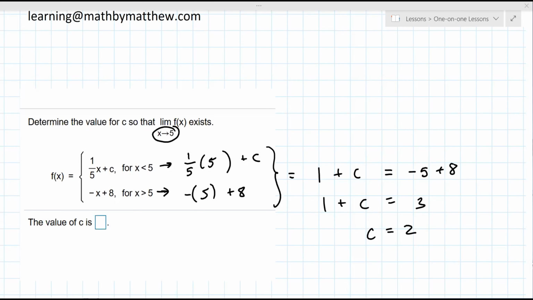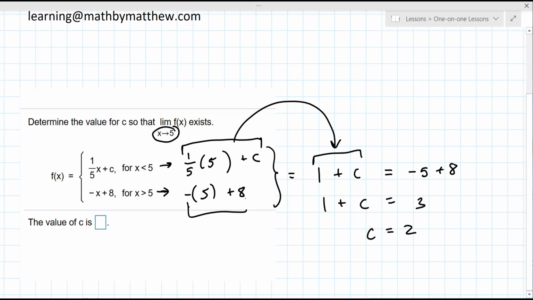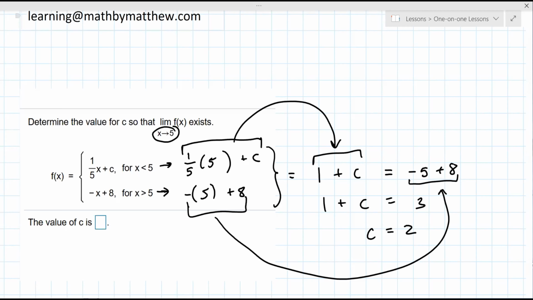So where is this, like, 1 plus c equals -5 minus 8? Oh, I'm taking this on the left here and simplifying it to this, right here, and then this part is this right here. Okay. Okay, cool.